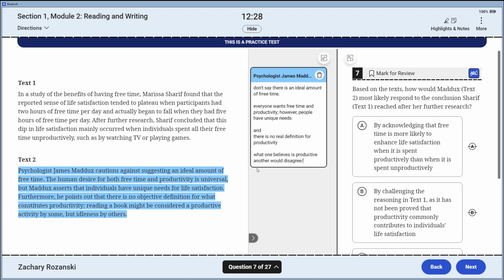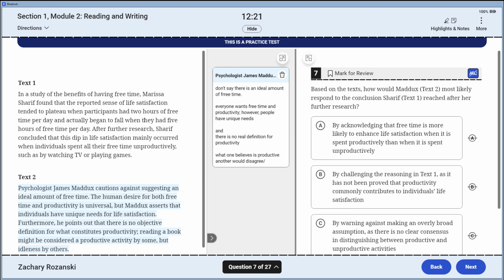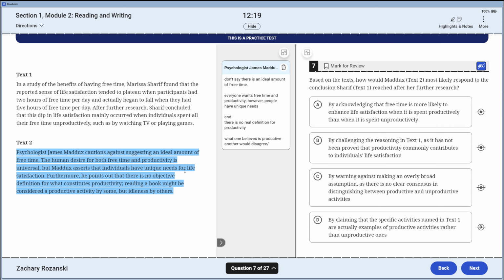Okay, based on the text, how would Brooks likely respond to the study after further research? All right, let's go in. Don't say there's an ideal amount of free time. Everyone wants free time and productivity. However, people have their unique needs and there's no real definition for productivity. Fine. A study of the benefits of having free time found that the reported sense of life satisfaction tended to plateau. This is after further research. I could have just gone right here. After further research, I'm forgetting literally all of this.